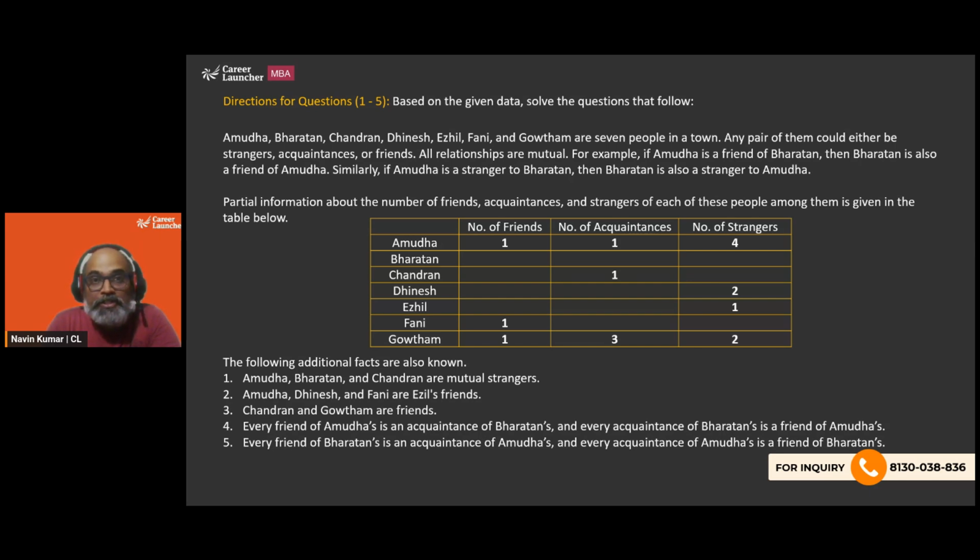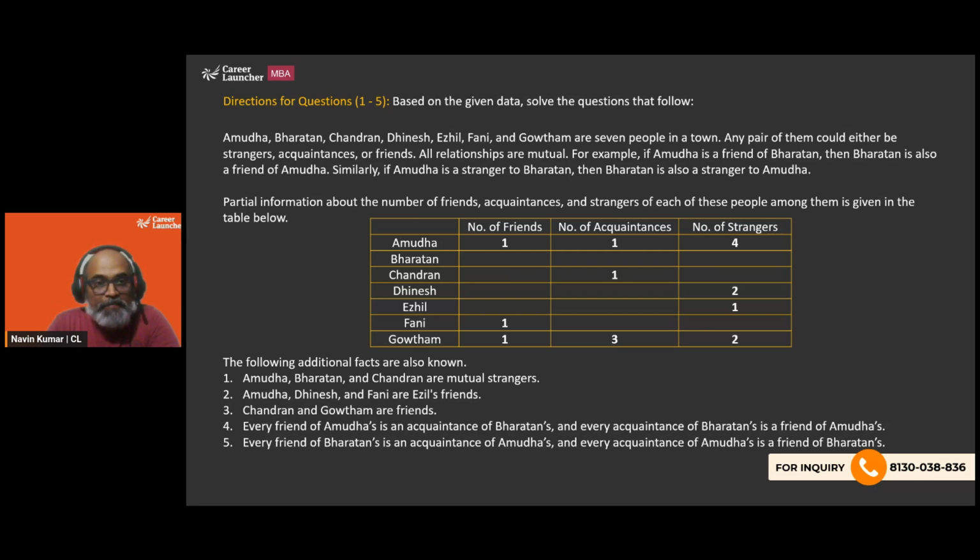When it says all relationships are mutual, it means if I'm a friend of yours, you are a friend of mine. So, for example, if A is a friend of B, then B is also a friend of A. Similarly, if A is a stranger to B, then B is also a stranger to A. With an example, it is mentioned here. Partial information about the number of friends, acquaintances, and strangers of each of these people among them is given in the table below.